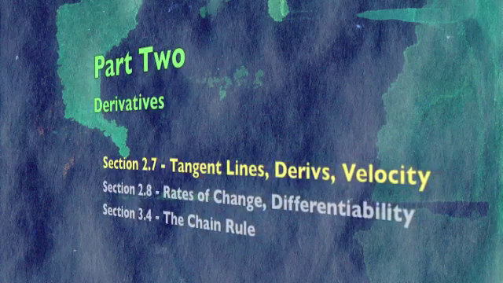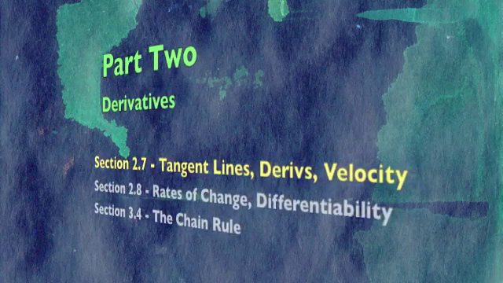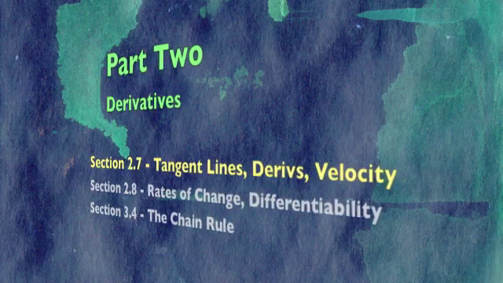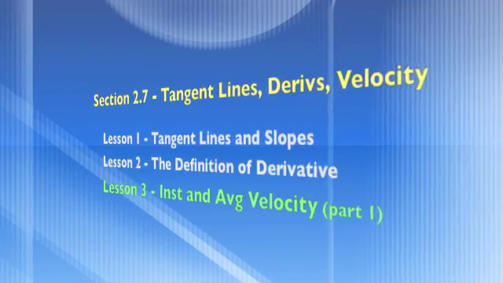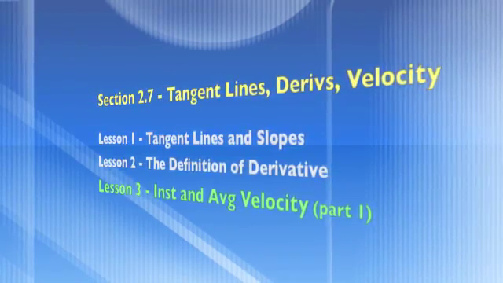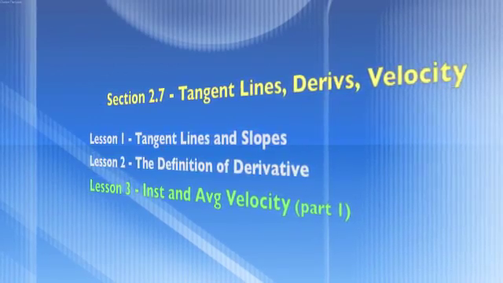Part 2, Derivatives. Section 2.7, Tangent Lines, Derivatives, and Velocity. Lesson 3, Instantaneous and Average Velocity. Part 1.